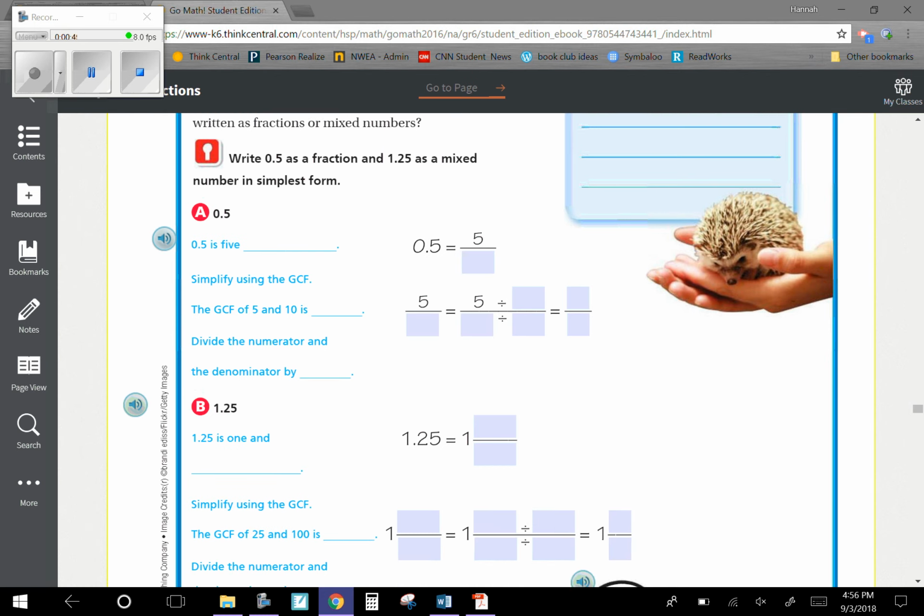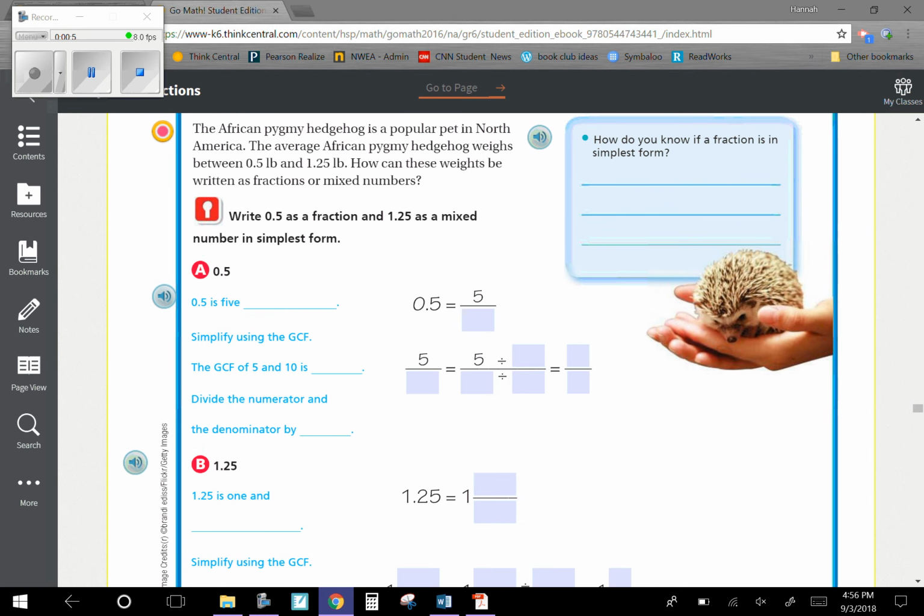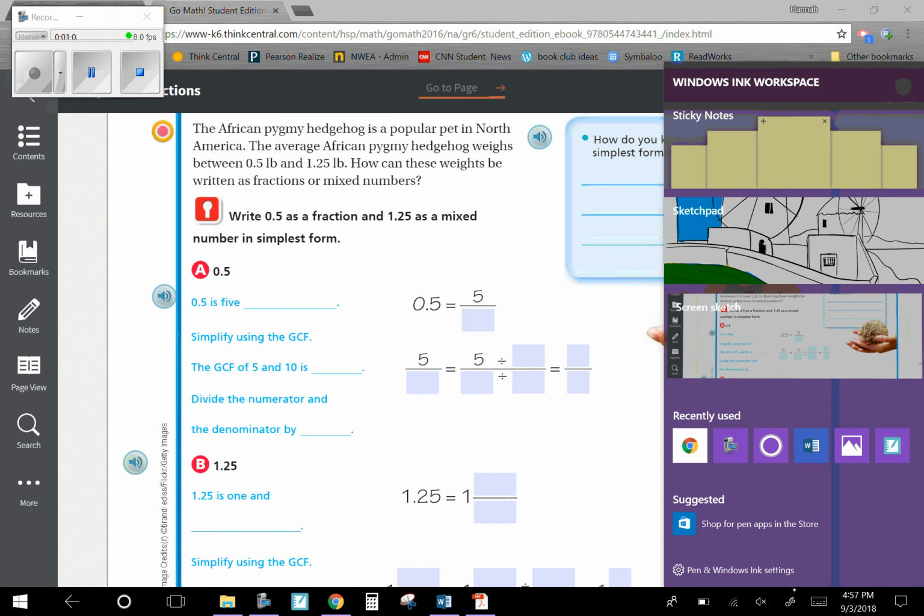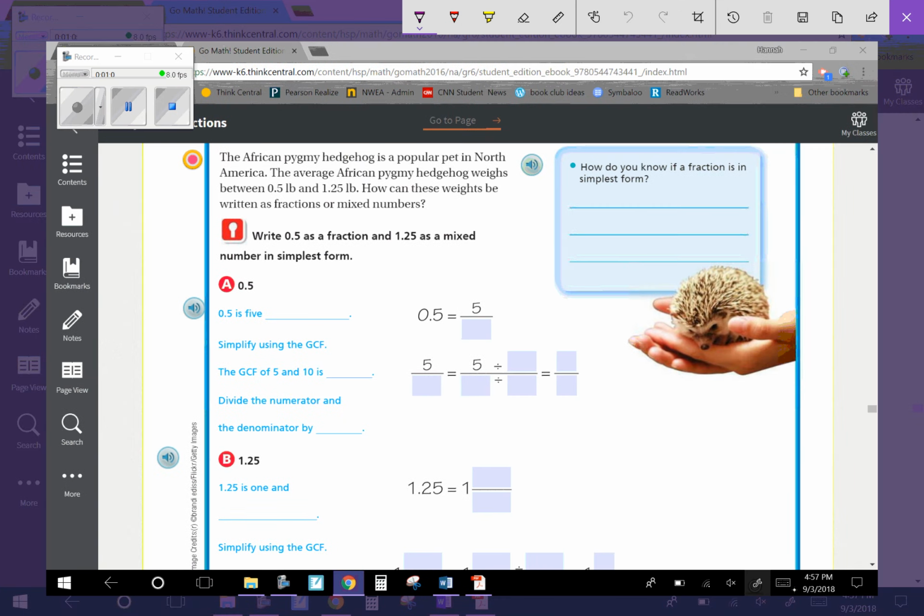Unlock the problem. The African pygmy hedgehog is a popular pet in North America. The average African pygmy hedgehog weighs between 0.5 and 1.25 pounds. How can these weights be written as fractions or as mixed numbers?